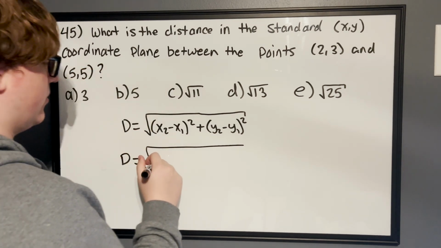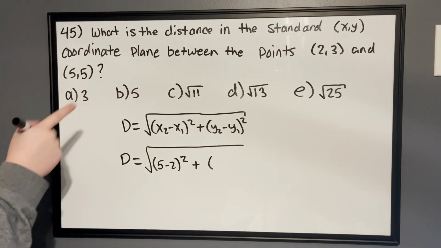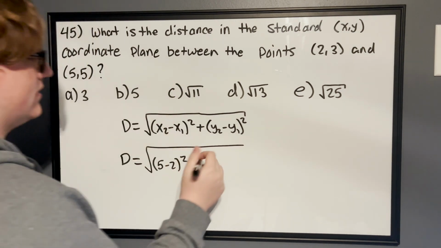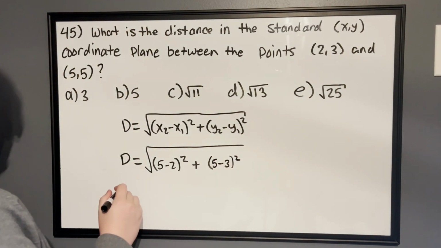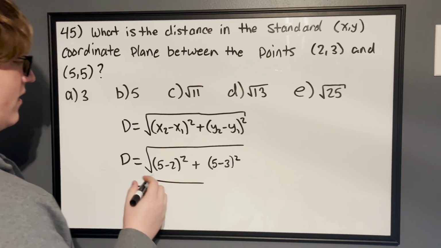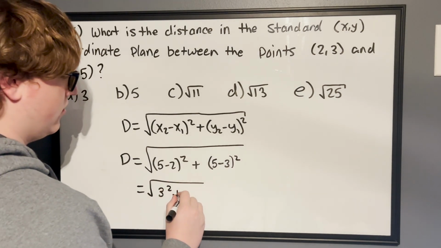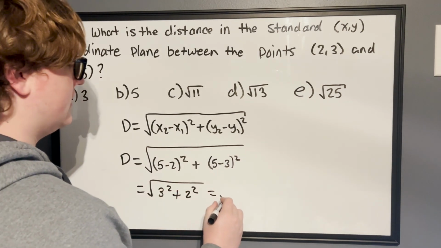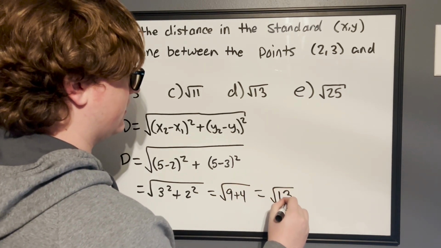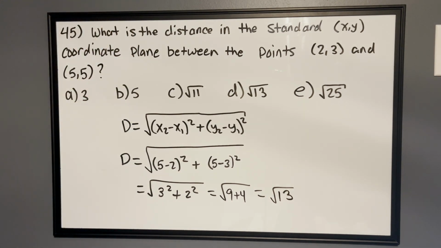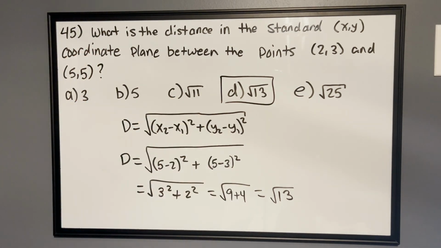So that's 5 minus 2 squared plus y2 minus y1, which is 5 minus 3 squared. Now we can simplify this, which is going to be the square root of 5 minus 2 squared is 3 squared, plus 5 minus 3 is 2 squared, which is the square root of 9 plus 4, which is the square root of 13. And the square root of 13 cannot be simplified anymore, so our answer is going to be option D. So that's it for question 45.